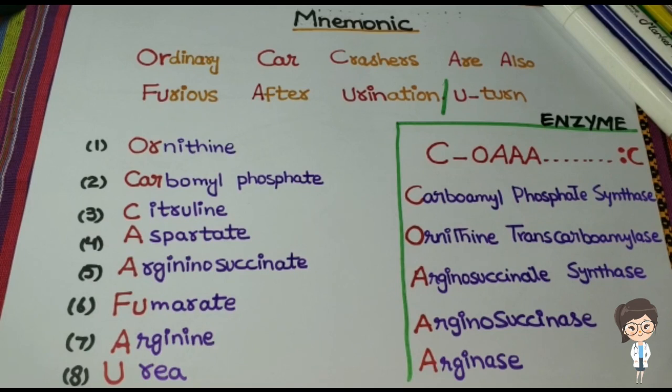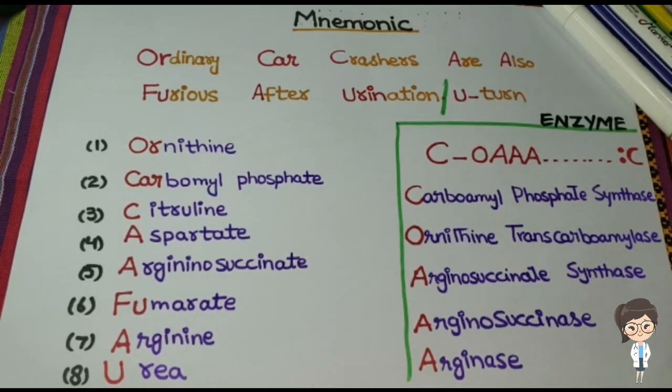Let's see the first word, ordinary, and our red letter O is ornithine. The second word is car, and car is for carbamyl phosphate. The next C, of crasher, shows citrulline, and A is for aspartate. The word also, A, is for arginosuccinate. Now we will see furious. Fu of furious shows fumarate, and A for after is arginine. Now U is for urea. You can choose urination for urea or U-turn for urea.